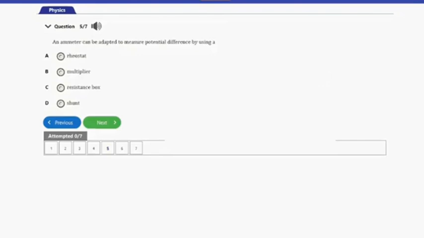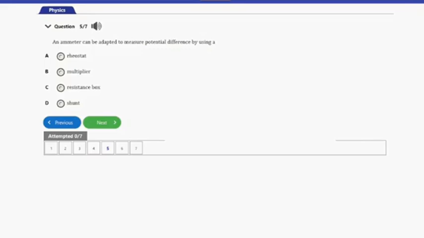So that's question number 5 here. It says, an ammeter can be adapted to measure potential difference by using A rheostat, B multiplier, C resistance box, D shunt. So guys, the answer to this question is option B, and that's multiplier. The multiplier is the high value resistance that is usually connected in series to an ammeter or a milliammeter in order to convert it to a voltmeter. So that's it for this question.